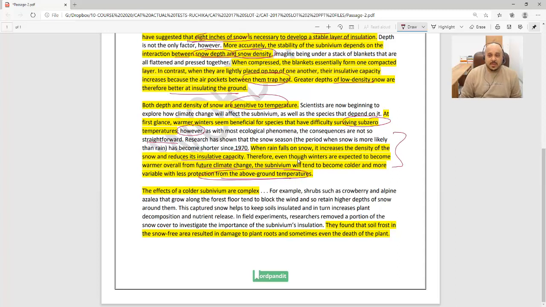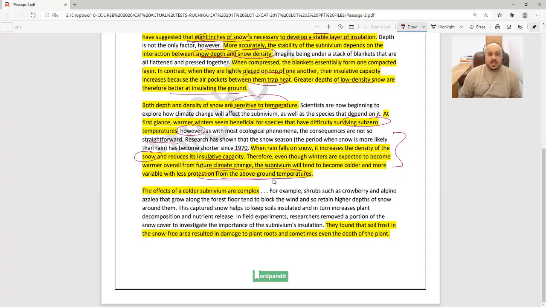So what's going to happen is overall the winters are going to get warmer. There's going to be reduced snow. There might be increased rain as well. This might change the density of snow as well, right? This would all lead to the subnivium getting colder, and now the organisms that depend on the subnivium, if temperatures get colder, they will struggle, right? The effects of a colder subnivium are complex.